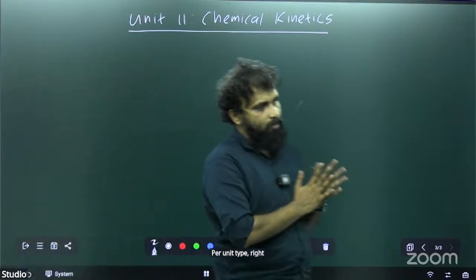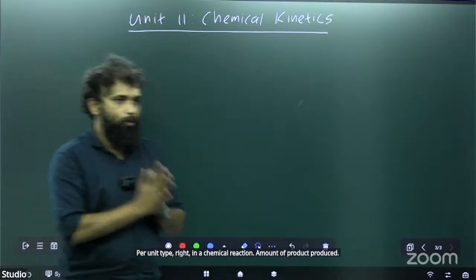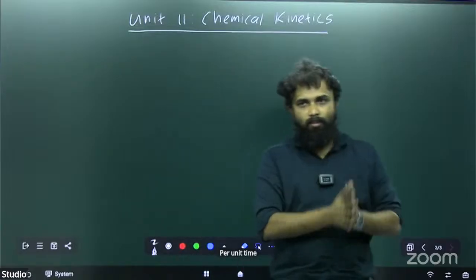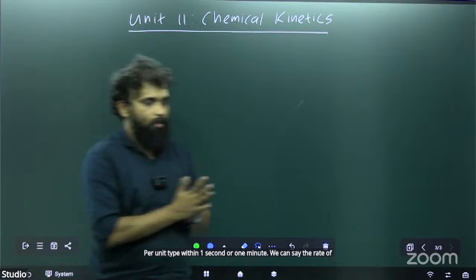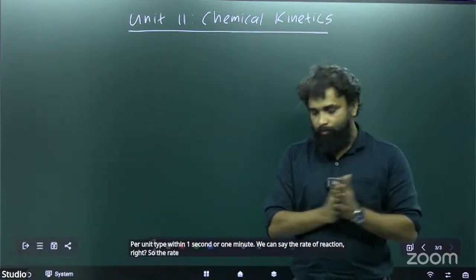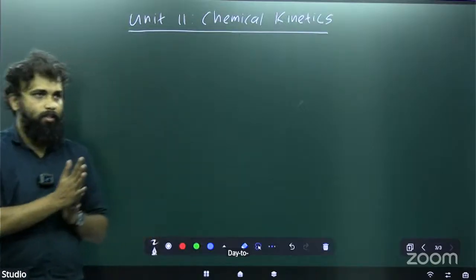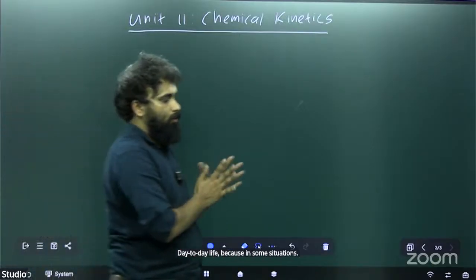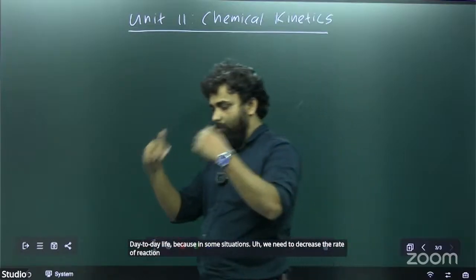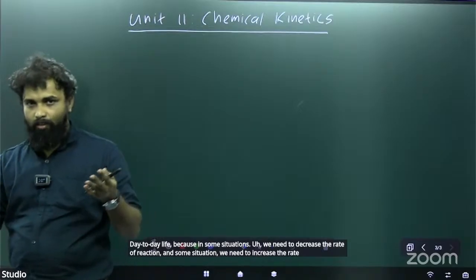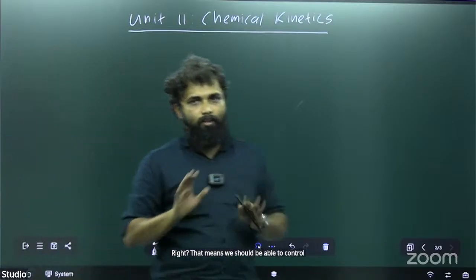In a chemical reaction, the amount of product produced per unit time, within 1 second or 1 minute, we can say is the rate of reaction, right? So the rate of reaction is a very important factor in day-to-day life, because in some situations we need to decrease the rate of reaction, and in some situations we need to increase the rate of reaction, right?